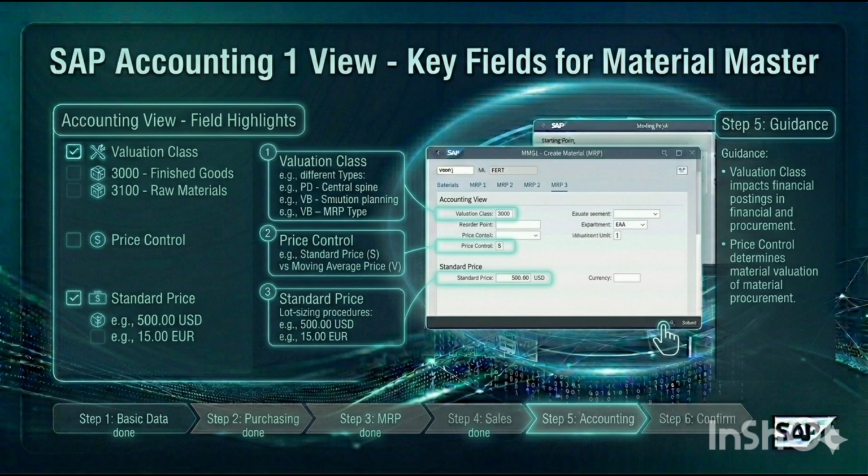The last important view is Accounting 1. Here we define the valuation class, which links the material to general ledger accounts. We also set price control, S for standard price or V for moving average price. For standard price materials, we must enter the standard price. This view is extremely important because any mistake here can create big problems in inventory valuation and financial reporting.